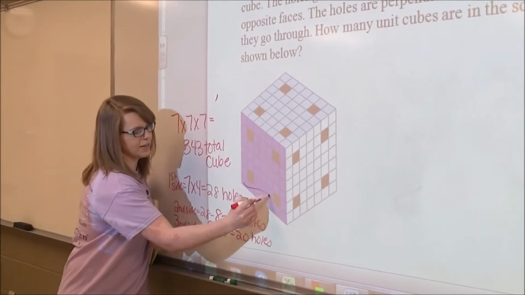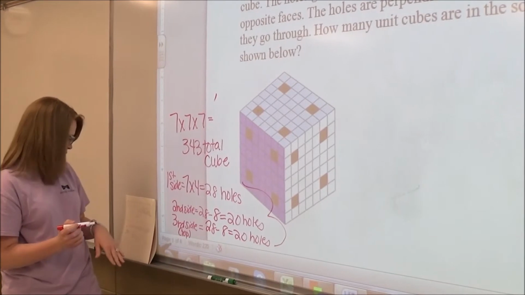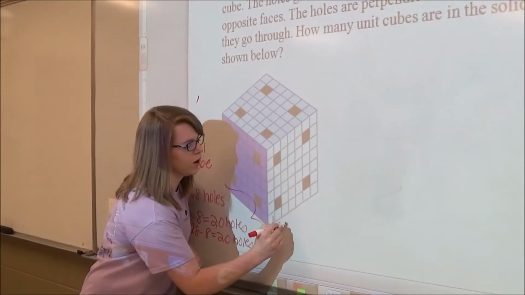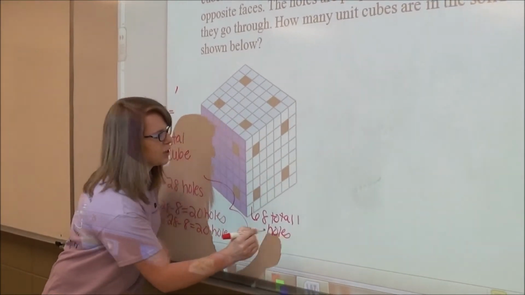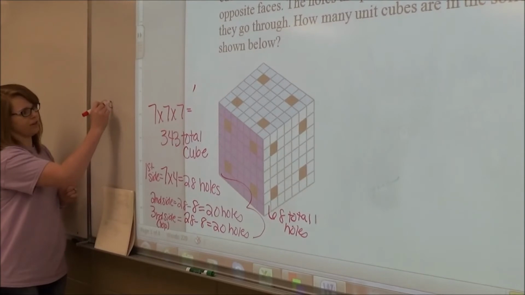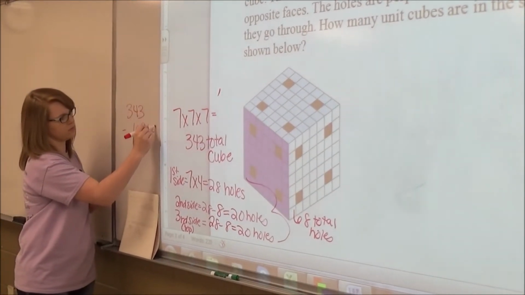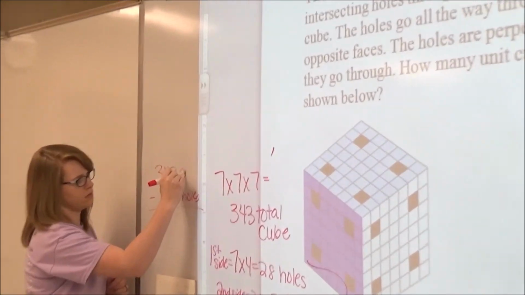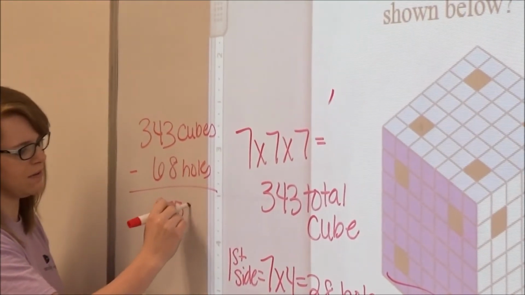So this section here gives us our total holes. So 28 plus 20 plus 20 gives us 68 total holes that we have to subtract from our total cube area. So if we do that, 343 minus 68 holes, you're going to be left with 275 cubes.